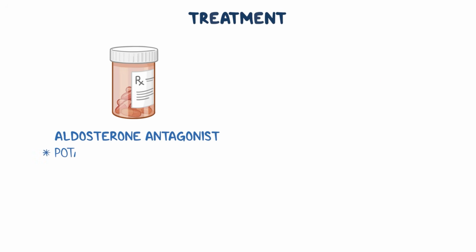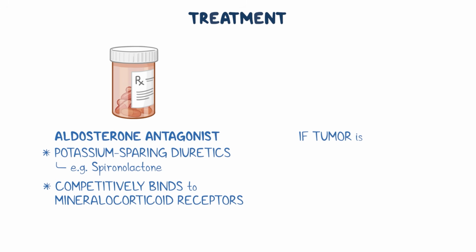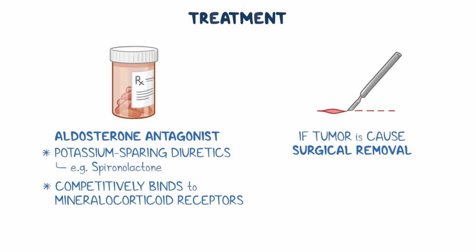Treatment of hyperaldosteronism is usually with an aldosterone antagonist, also known as potassium-sparing diuretics, especially spironolactone. Spironolactone competitively binds to mineralocorticoid receptors in the kidneys and blocks its effects. Additionally, if a tumor is the cause, surgical removal can reduce aldosterone production.